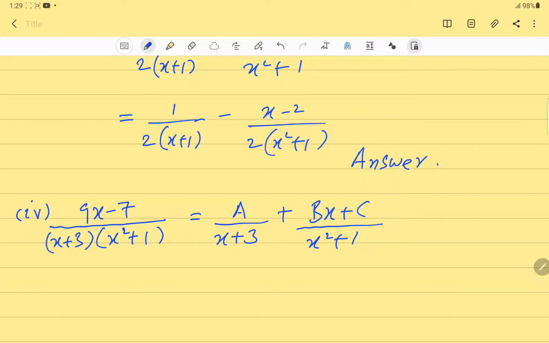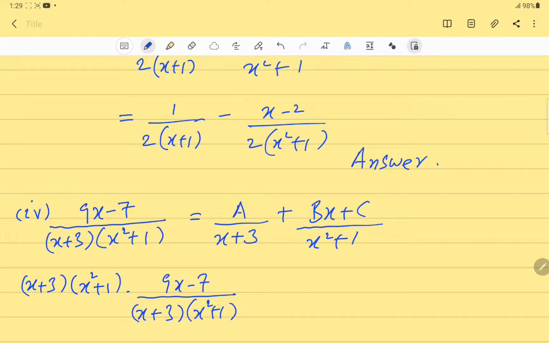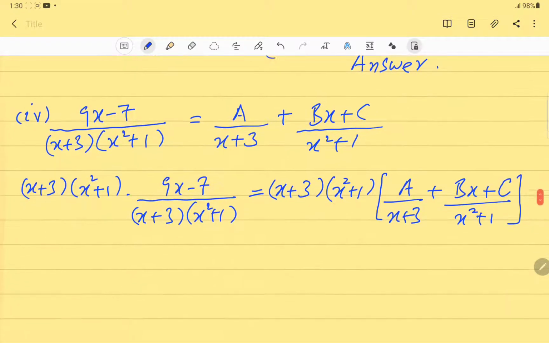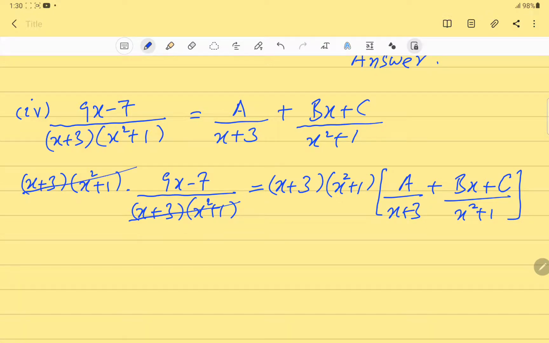Okay, now we will multiply both sides by (x + 3)(x² + 1). (x + 3)(x² + 1) into (9x − 7)/((x + 3)(x² + 1)) is equal to (x + 3)(x² + 1) multiplied by [a/(x + 3) + (bx + c)/(x² + 1)]. Okay, this one will cancel with this one and we are left with 9x − 7.